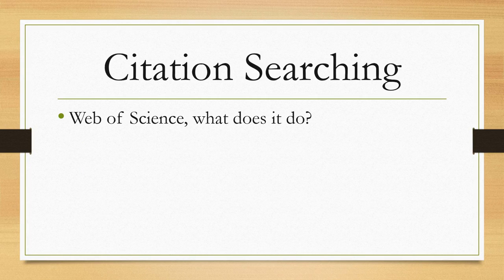So what is citation searching? Or more specifically, what is Web of Science and what does it do that makes it so special relative to other databases? Well, let's say I was doing a search in Web of Science or another database for that matter, and I discover an article published in 2007 that was very useful and relevant to the research that I'm conducting for an assignment.